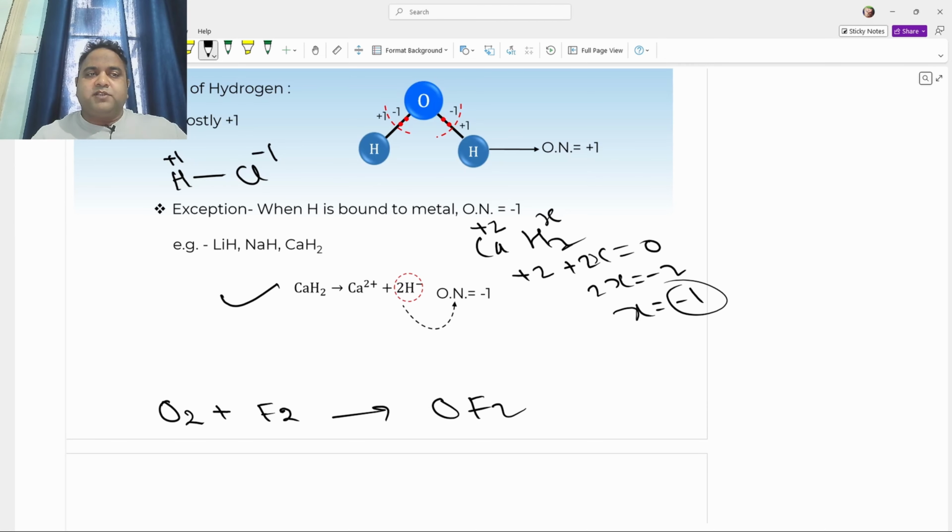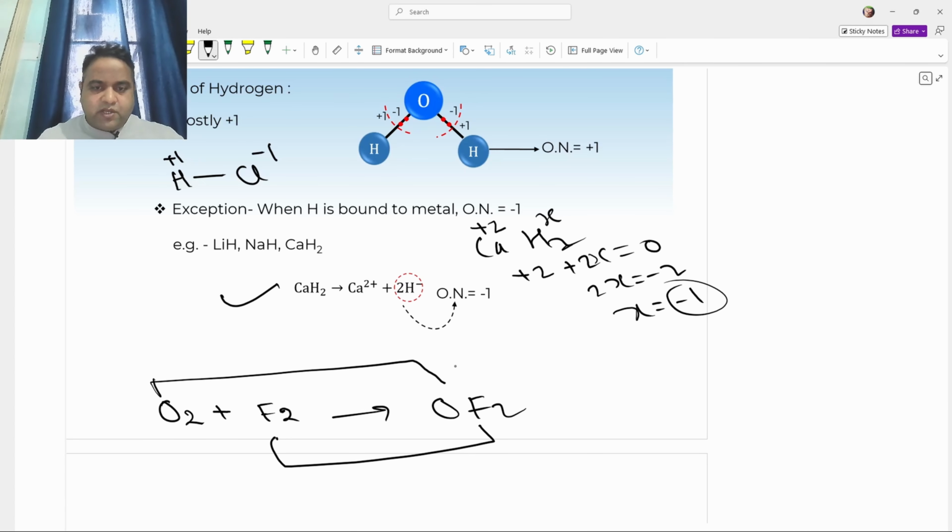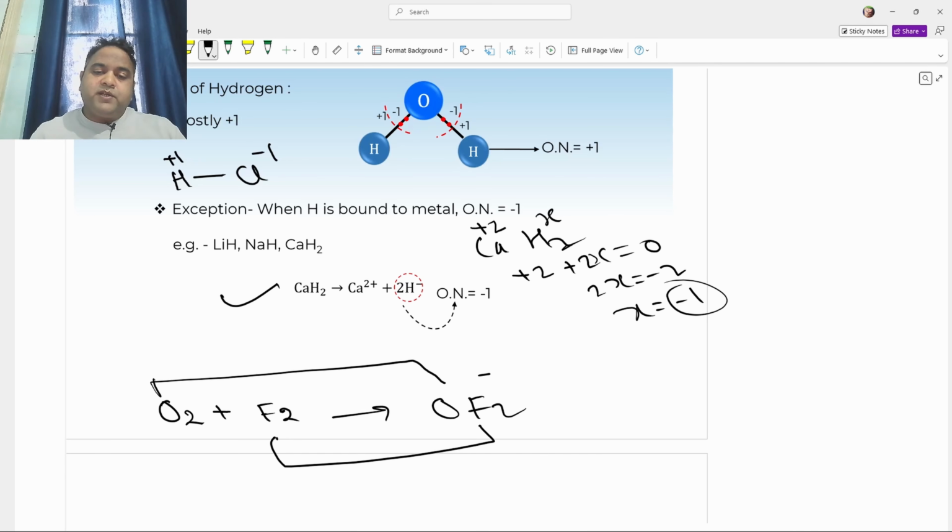Which element is going in oxidation or reduction? Moving from fluorine to this fluorine and oxygen to oxygen, what is going to happen? Fluorine in combined state always has -1, so oxygen is going to have +2. So oxygen is going from 0 to +2, so there is a case of oxidation. Fluorine is going from 0 to -1. This is the case of reduction.